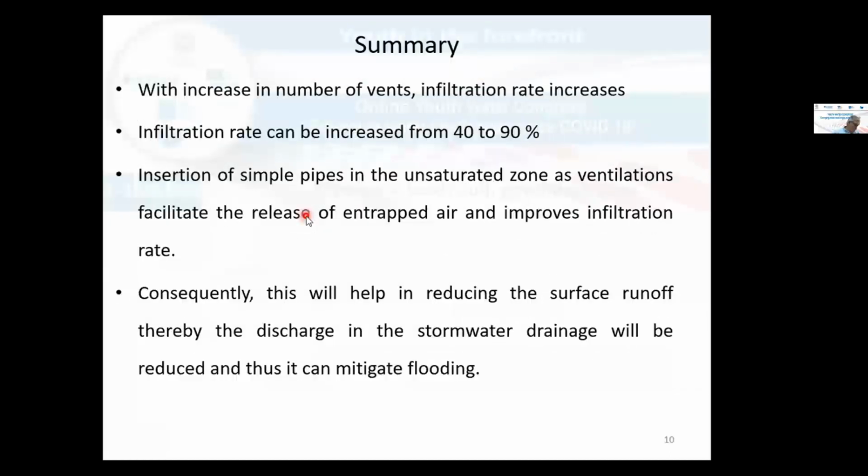So I would like to summarize that with an increase in the number of vents, the infiltration rate increases, and infiltration rates can be increased by 40 to 90% by providing ventilations. That is, the insertion of simple pipes in the unsaturated zone as ventilations facilitates the release of entrapped air, and it improves the infiltration rate. Consequently, this will help in reducing the surface runoff, and thereby the discharge in the stormwater drainage will be reduced, and thus it can even mitigate flooding. That is, if we provide more room for the water to accommodate in the subsurface during high intensity rainfall periods, the runoff can be reduced, and we can store maximum water in the subsurface.